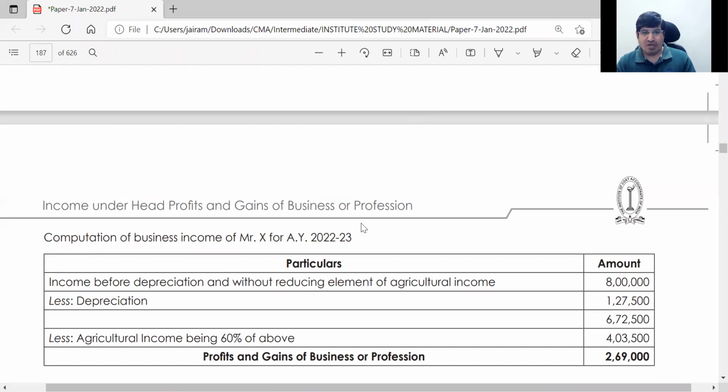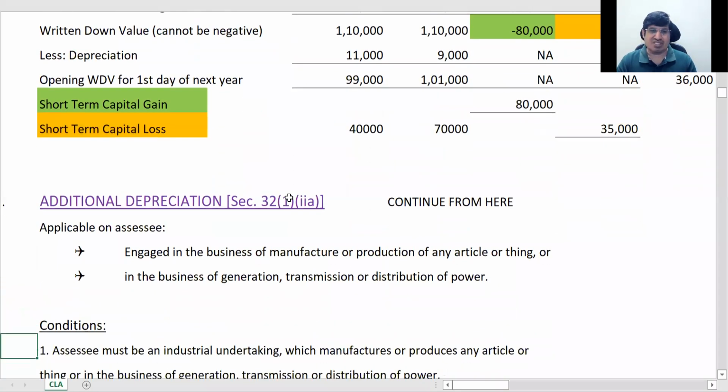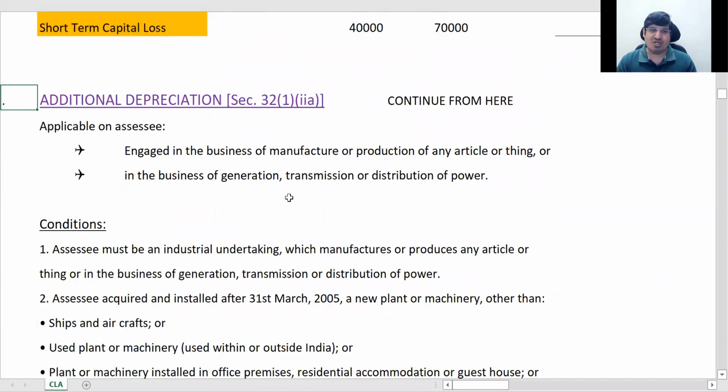Okay, so next we are going to start with additional depreciation. Additional depreciation, as the name suggests, was given to aid business. The government wanted to encourage those businesses who were in manufacturing, because, as you know, to boost the economy, manufacturing activity is very important. So to encourage manufacturers, they were given additional depreciation.